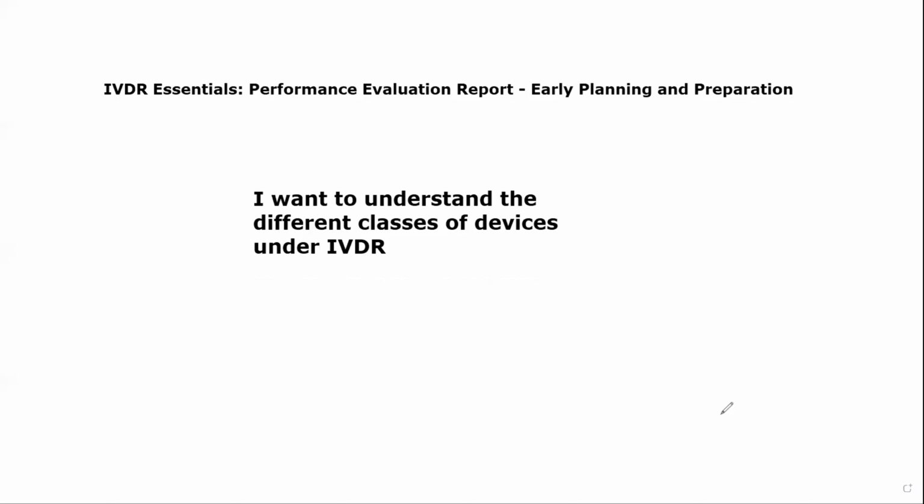And I think this is a good follow-up question to the previous one, Sarah. This person wants to understand the different classes of devices under IVDR. Yes, so this comes into sort of the different levels. The easiest way to think about it is in terms of patient or public health risk. So something that's designated as Class A would be considered to have a low patient or public health risk. So that might be something like a laboratory instrument or a buffer or something to that effect.